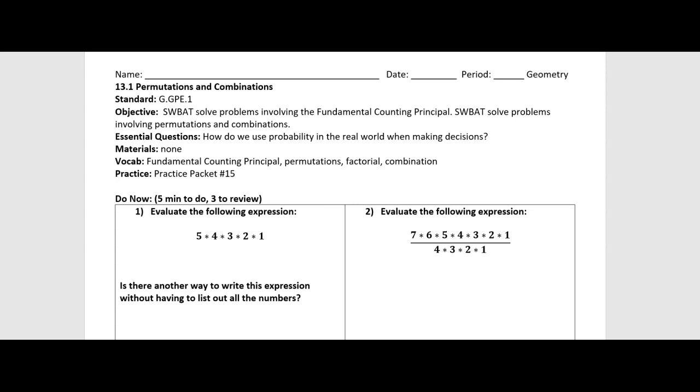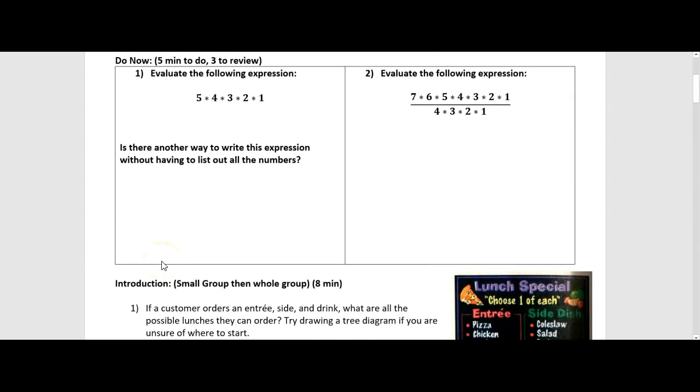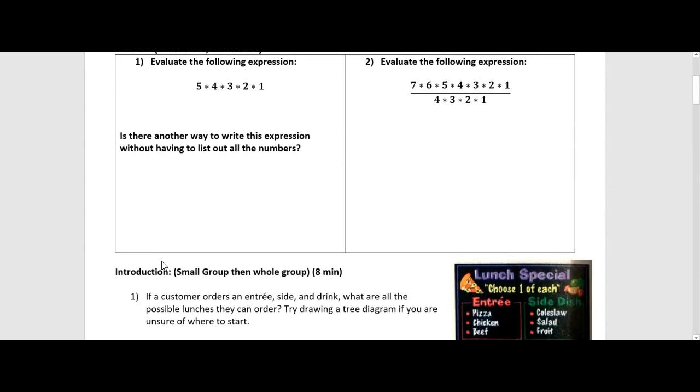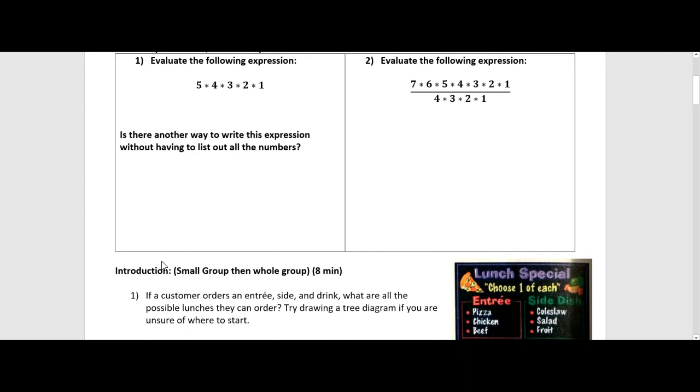Okay, let's actually look at these two do now problems. Get our brains thinking the right direction here. Pause video. See if you can evaluate both of those expressions for 1 and 2, and then come back and see if you're correct.